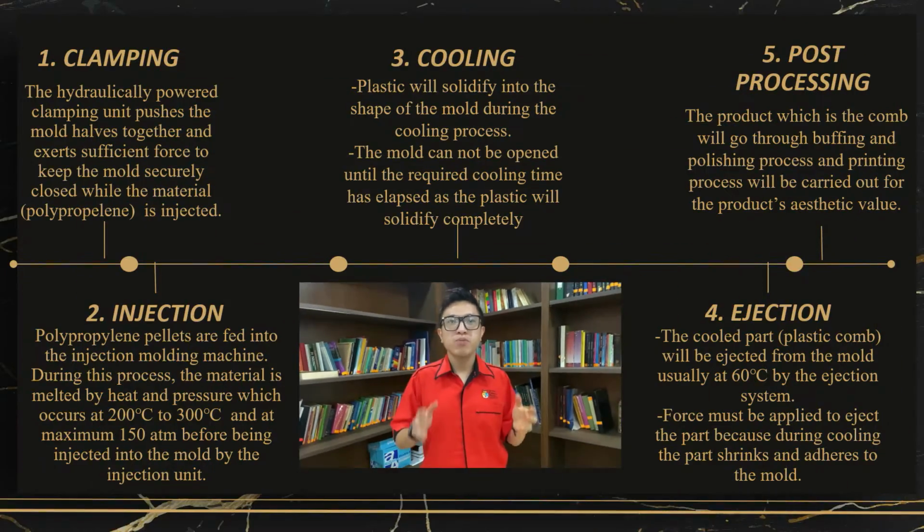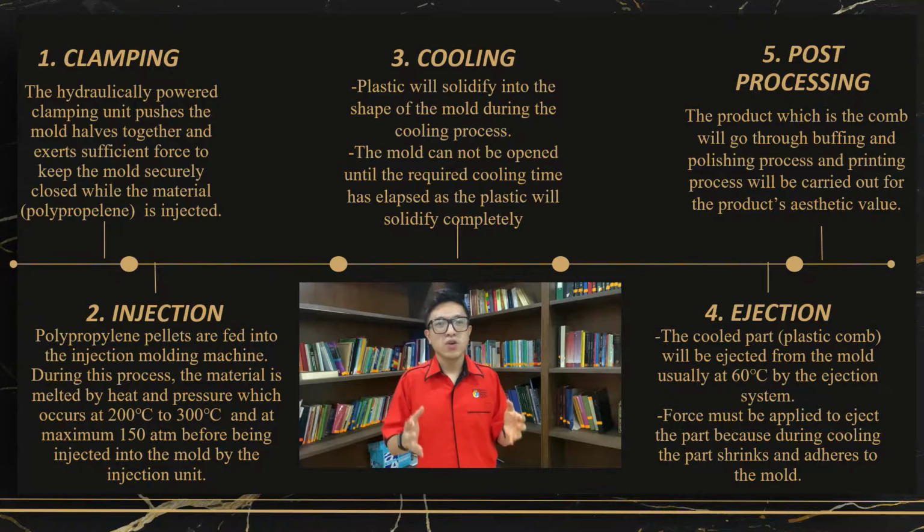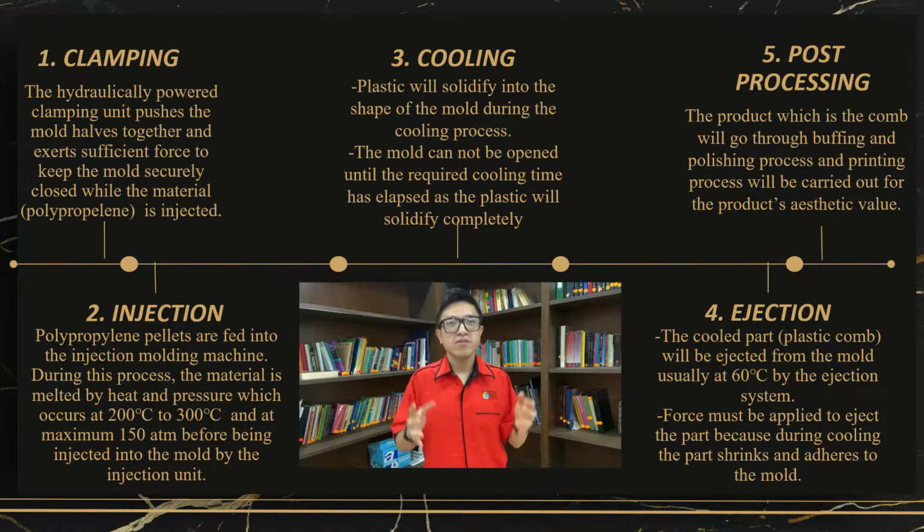First is clamping. The hydraulic power clamping unit pushes the mold halves together and exerts sufficient force to keep the mold securely closed while the material polypropylene is injected. Second one, injection. Polypropylene pellets are fed into the injection molding machine. During this process, the material is melted by heat and pressure, which occur at 200 Celsius to 300 Celsius at a maximum 150 atmosphere before being injected into the mold by the injection unit.